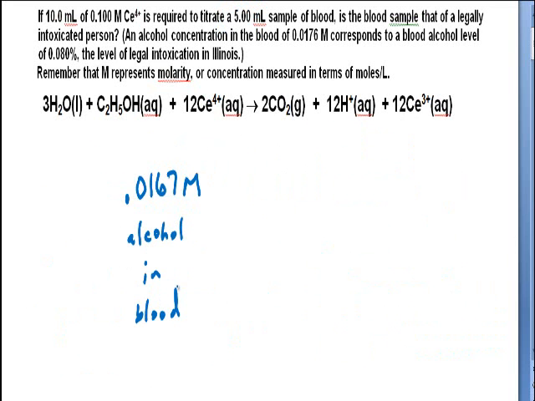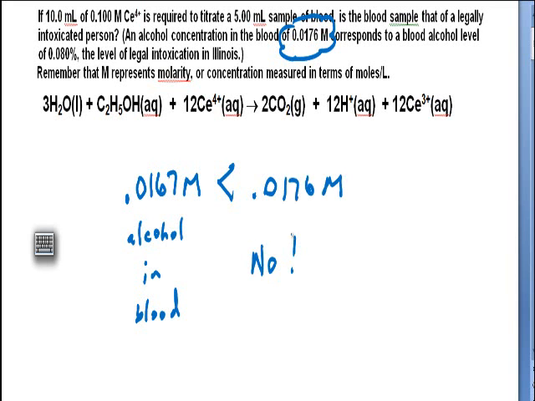What we now need to do is compare what we found for the molarity of our alcohol in the blood to what is considered legally intoxicated. We see that this is going to be less than 0.0176 molar alcohol in blood, the cutoff for what determines if someone is legally intoxicated. So in this case, the response would be no, this person is not considered legally intoxicated with this level of alcohol in their blood.